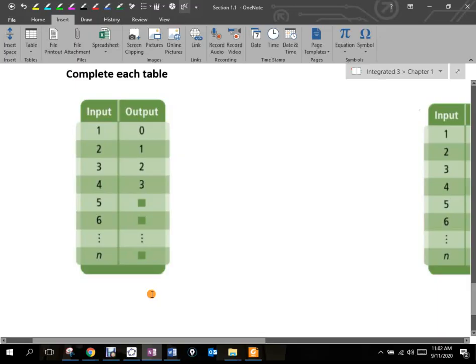I was looking for another example for you. All right, so I did. I really did.